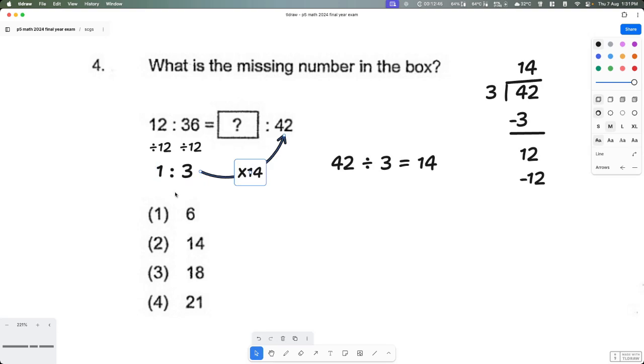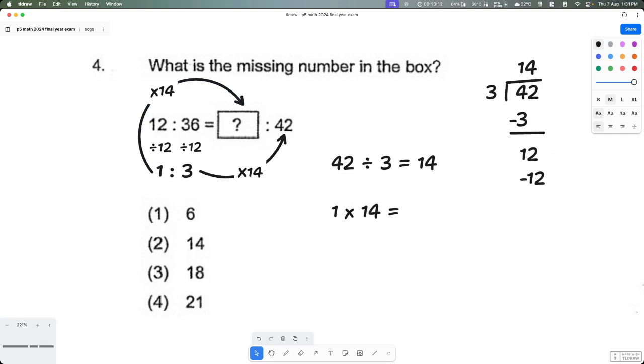So 1 over 3 is 14, and then 1 is to this one over here. There you go, right? In this case, let me reverse this as well. We multiply this by 14 times 14. Okay, I'm just gonna make this like this. So this will then become 14. So 1 times 14 equal to 14. Okay, all right. So for option number 4, the answer is 14.